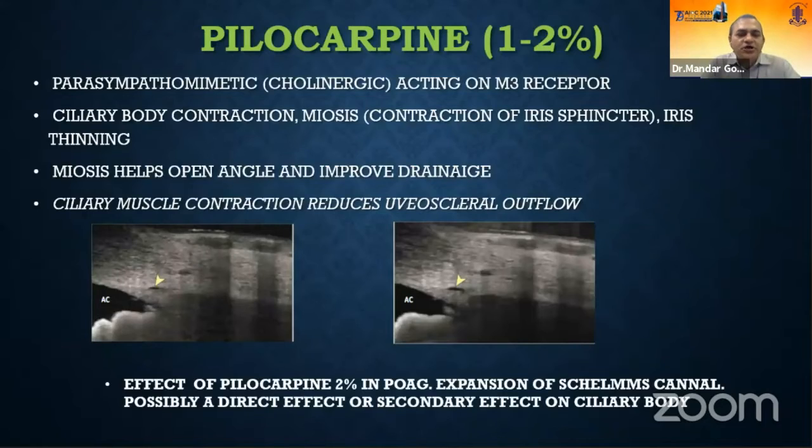The second important drug is pilocarpine, and this is one drug which is used in the two glaucomas in varied ways. It is a parasympathomimetic acting on the M3 receptor. It causes ciliary body contraction and miosis and iris thinning. The miosis helps in opening the angle and improve the drainage. But one important shortcoming is that the ciliary muscle contraction reduces the uveoscleral outflow.